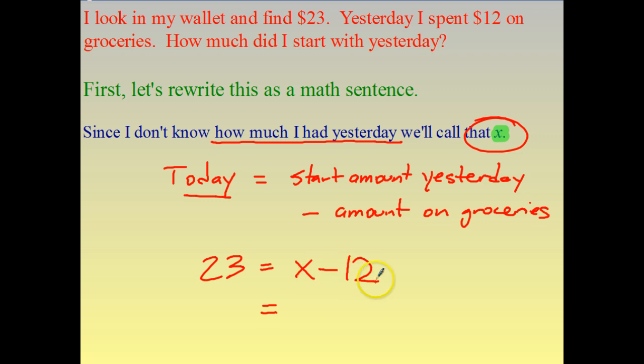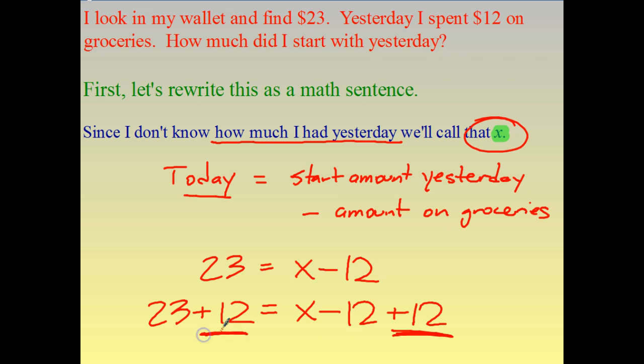Well, I don't want X minus 12, I want X by itself. So instead of doing X minus 12, I'm going to add 12, because minus 12 and plus 12 together make 0. And that's what I'm looking to do. Well, this is the extra piece that I did, so I'm going to do 23 plus 12.